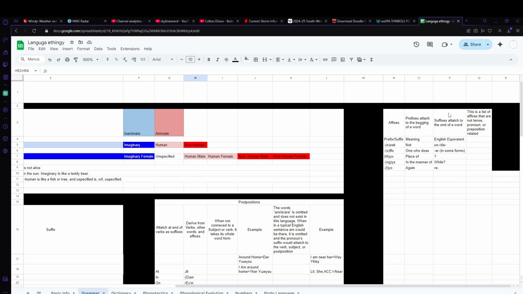This is the list of affixes I have right here. They are a list of affixes that are not tense related, I'll get to that in a second, pronoun related or preposition related. I have Nick, meaning not, derived from the word Nick, meaning not, and the English equivalent is un or dis. Awful is one who does, which is in some forms of English, like a planner or a builder. One who plans, one who builds. Plice is the place of. Nice is in the manner of.